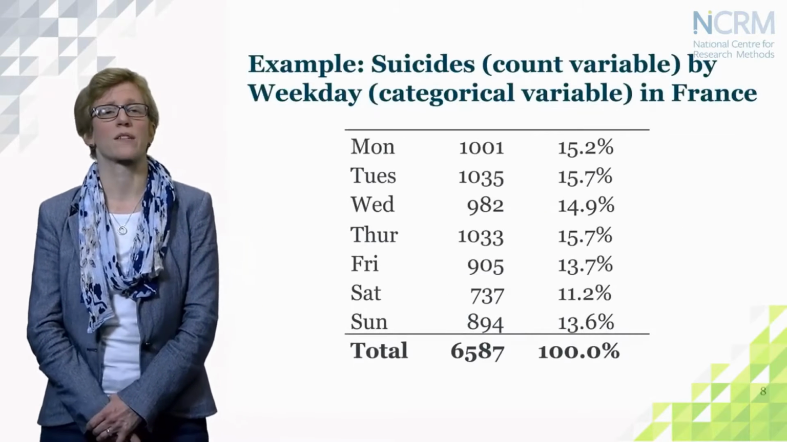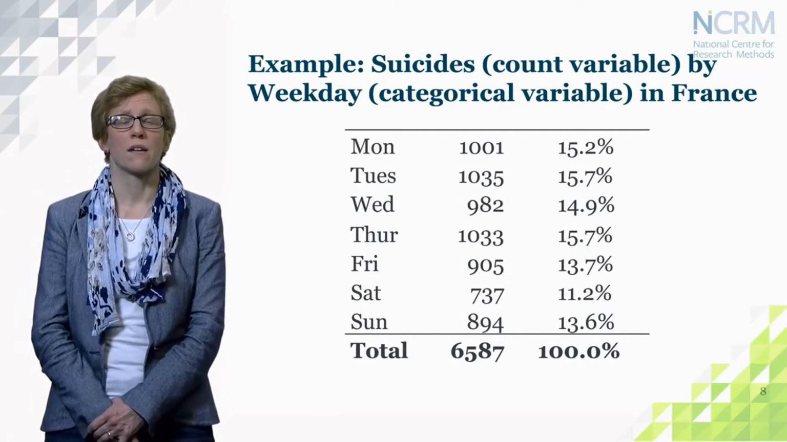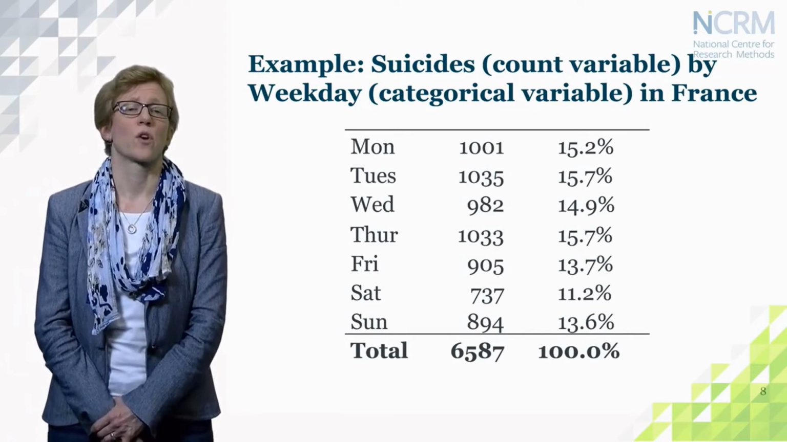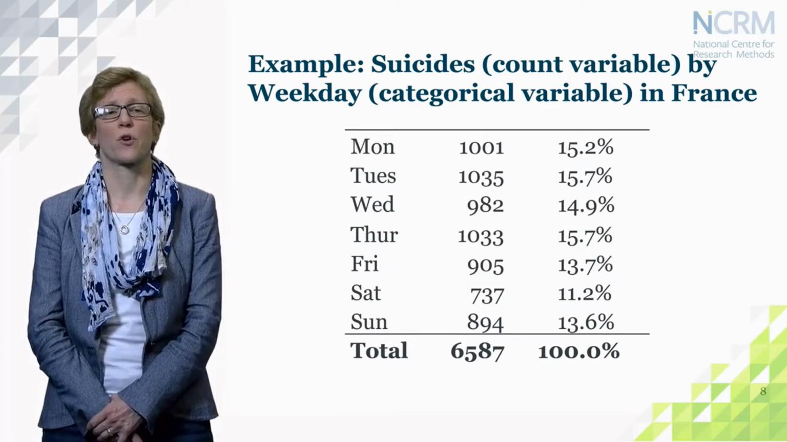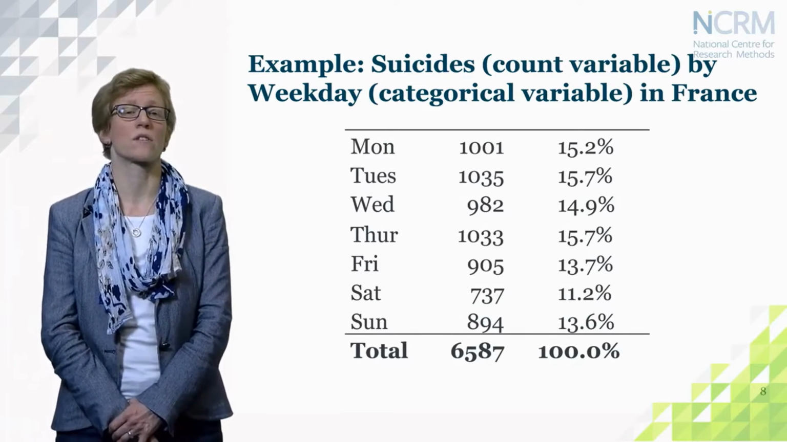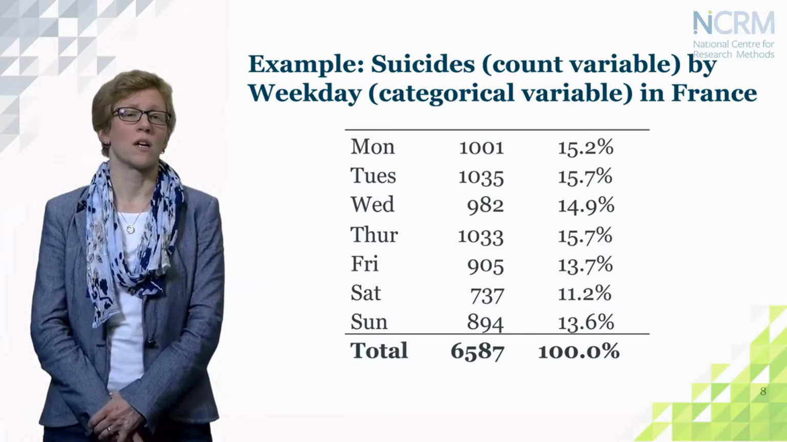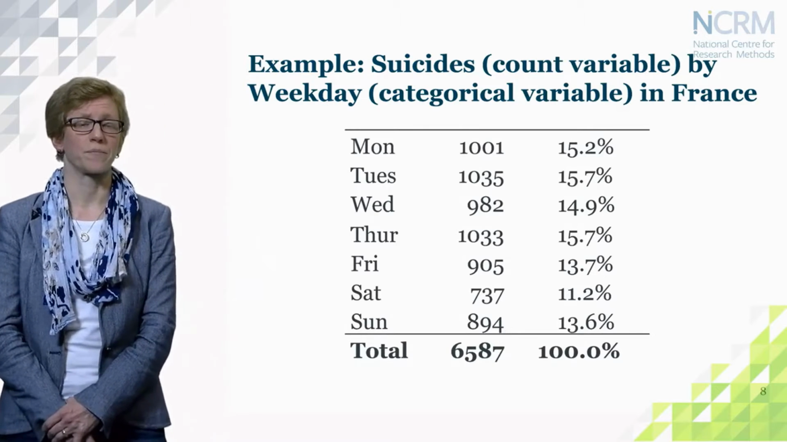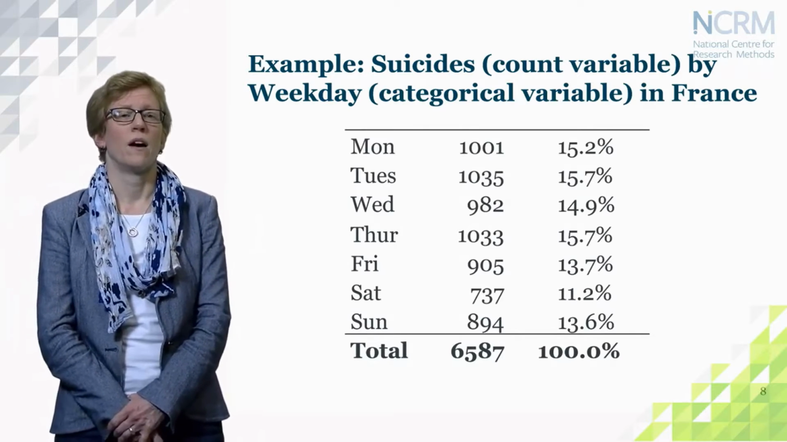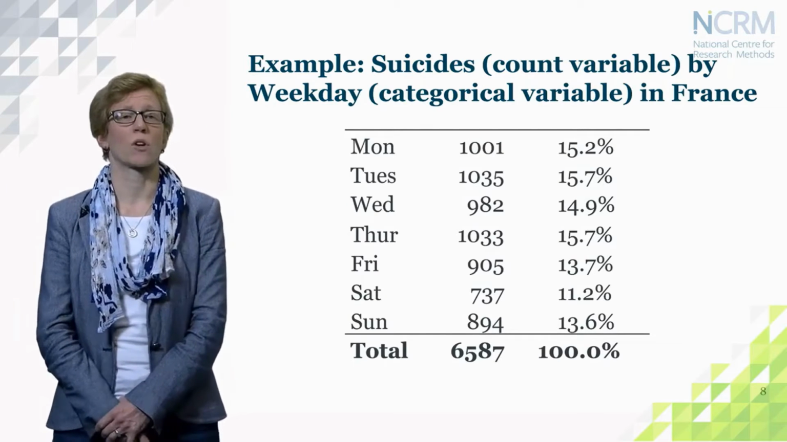Let's have a look at a brief example: the number of suicides by weekday in France. We've got the weekdays in the first column, and in the second column simply the frequencies, the occurrences, the events, and then the percentages, showing how it is distributed according to days of the week. So that is the type of data that we would like to model.